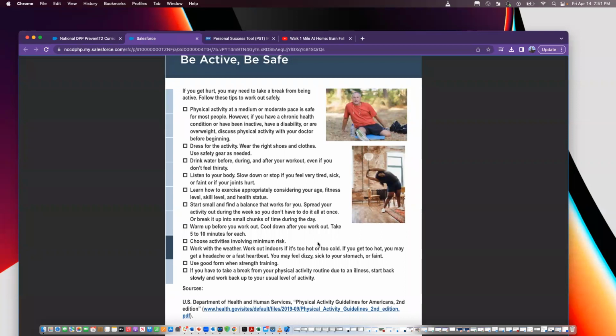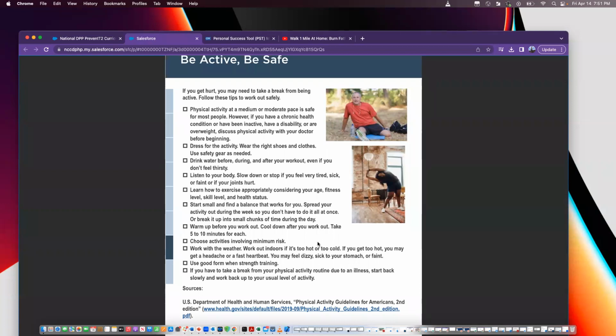Then choose activities involving minimum risk. Work with the weather. Work out indoors if it's too hot or too cold. If you get too hot, you may get a headache or a fast heartbeat. You may feel dizzy, sick to your stomach, or faint. So just make sure that the weather is conducive to working out.